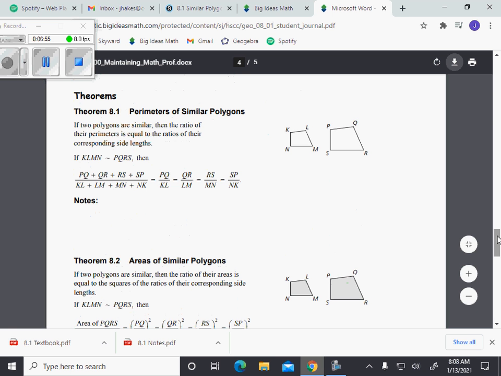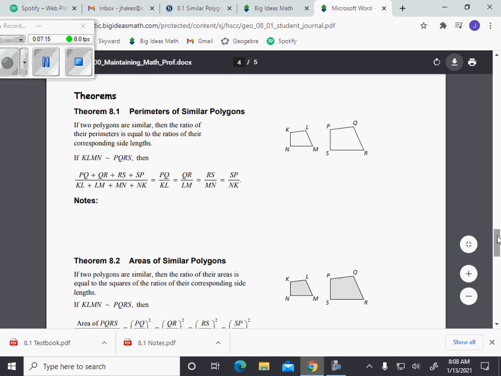Okay, this theorem says that if two polygons are similar, then the ratio of their perimeters is equal to the ratio of their corresponding side lengths. Okay, so this is saying we can use the polygon side lengths to find the perimeter of each one.